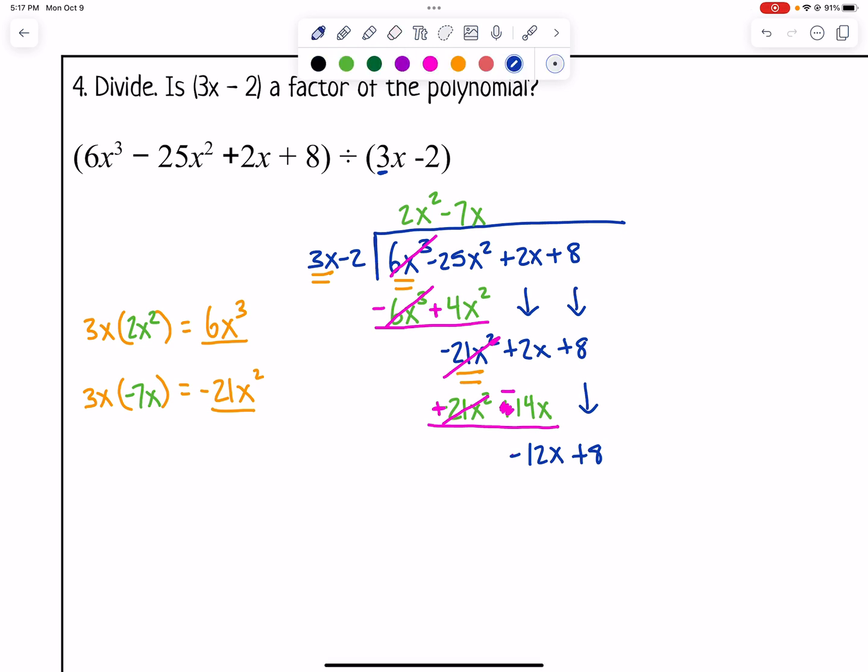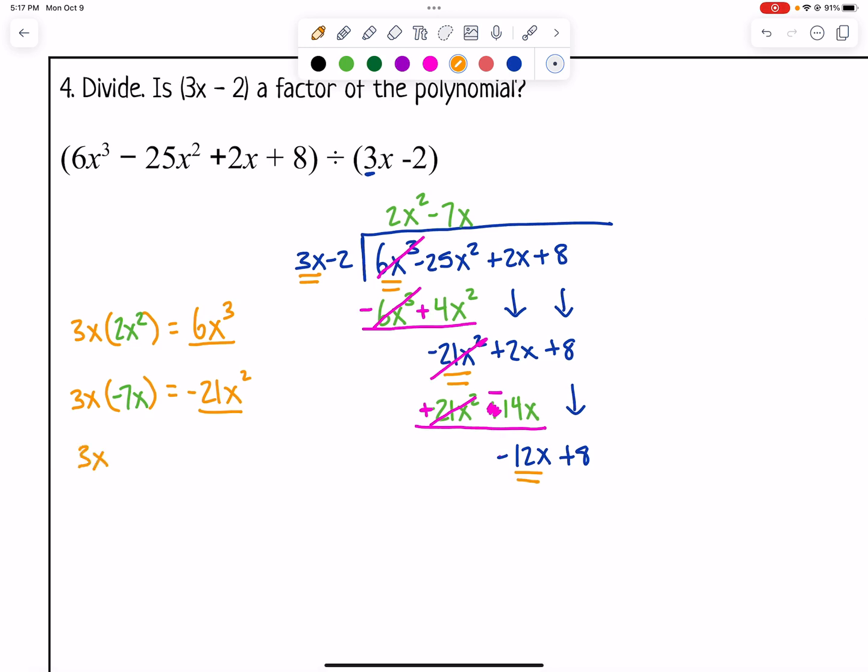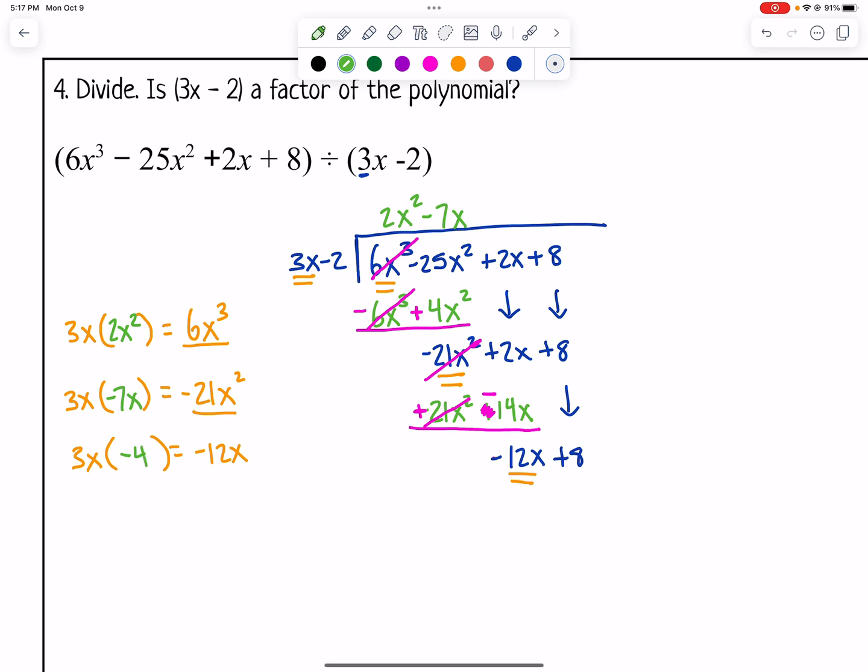So let's do another step the same way we did the first two. So we want to take 3x that's on the outside and figure out what do we have to multiply to get the first term underneath. So 3x times what gives us negative 12x is our next thought. So 3x times negative 4 will give us negative 12x.